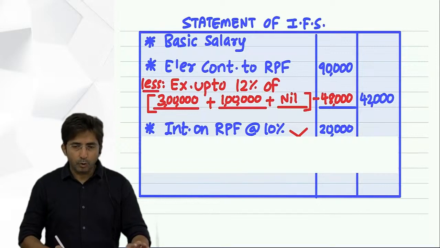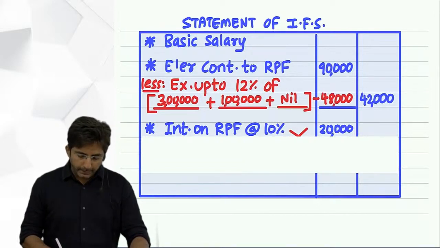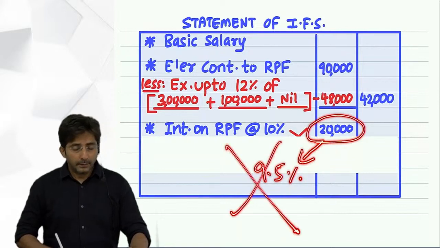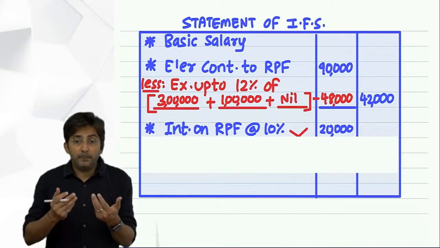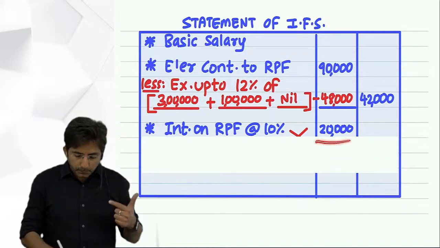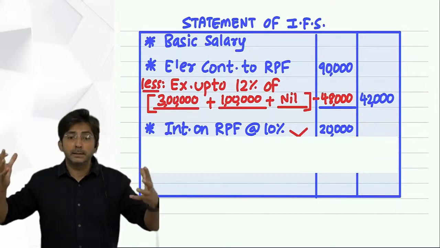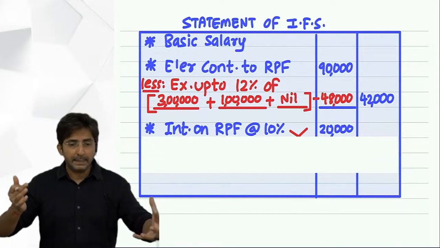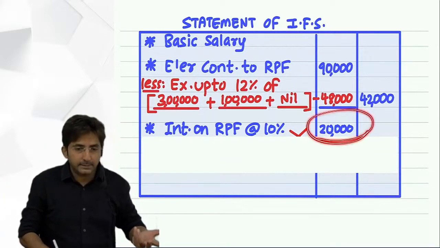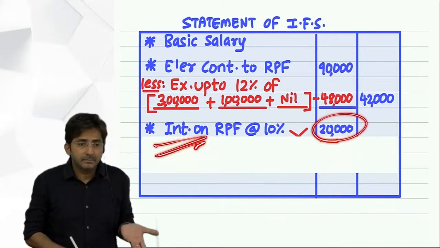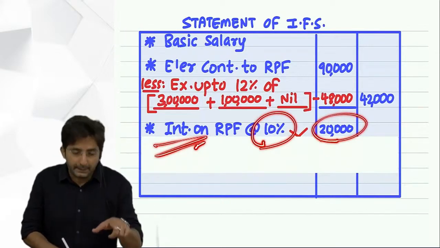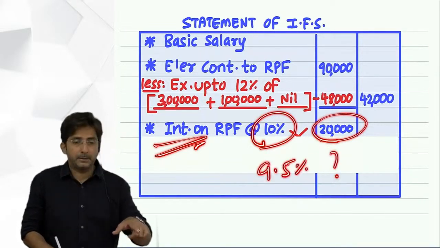Here one common mistake is that students will take 9.5% of this, which is absolutely wrong. Tell me why. 9.5% is the rate of interest, and the rate of interest you can apply on the fund balance. But is this the provident fund balance? If I knew the whole fund balance, then I could apply 9.5% on it. But this is not the fund balance. 20,000 itself is interest, at the rate of 10%. So if at 10% the interest comes to 20,000, what will it be at 9.5%? Cross multiply.